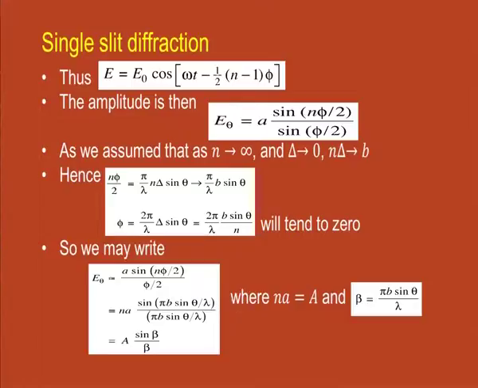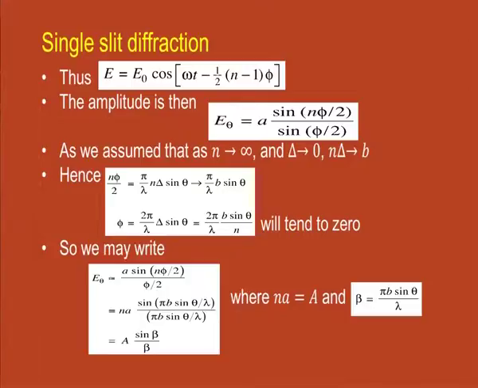As we assume that as n tends to infinity and δ tends to 0, nδ tends to b. Hence, nφ/2 = (π/λ) nδ sin θ, and that tends to (π/λ) b sin θ. So, φ = (2π/λ) δ sin θ = (2π/λ) (b sin θ)/n, and this will tend to 0.